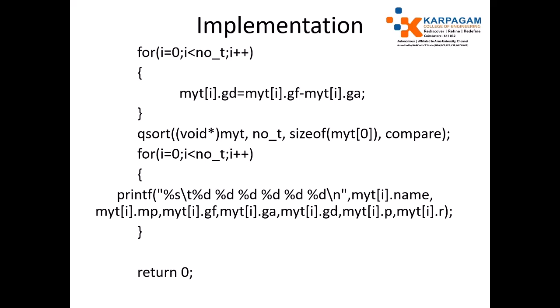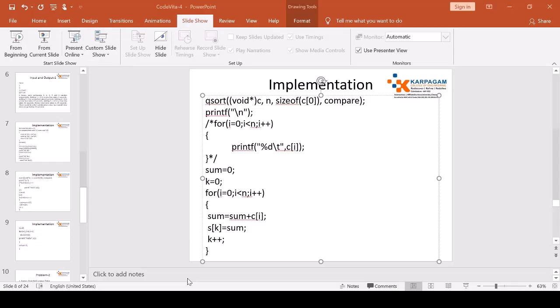After finding the goal difference, I apply the qsort function. Here, mention the starting address of the structure, the number of teams as another argument, the size of each structure, and the comparator function, which is defined already. Then just print the points table, and finally return. That's all. I have shown this demo.